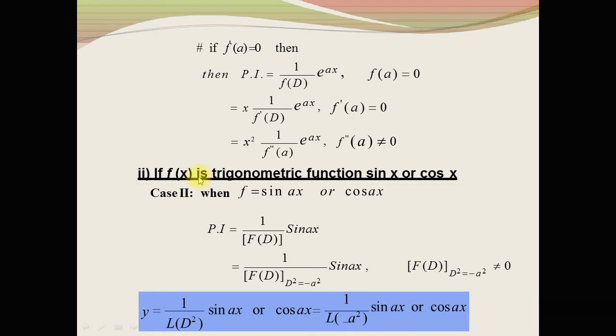Now if the function which lies on the right hand side is a trigonometric function like sin(ax) or cos(ax), then what will be the particular solution? 1 over L(D) times sin(ax). We replace D squared by minus a squared. So the particular solution for the differential equation, when the right hand side function is in the form of sin(ax) or cos(ax), will be 1 over L(-a squared) times sin(ax) or cos(ax).